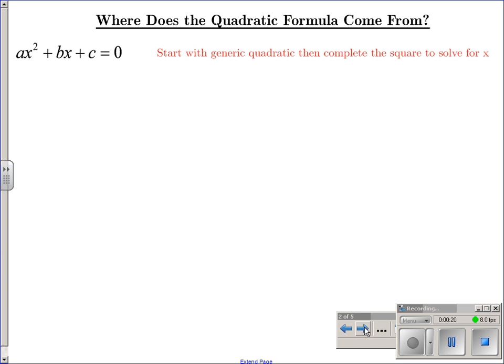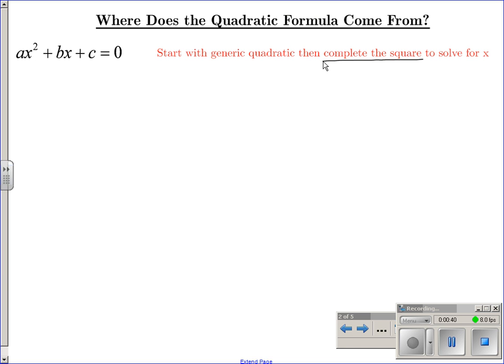So, you're just going to start with the generic ax squared plus bx plus c equals 0. Quadratic formula is used to solve a quadratic equation. So we're trying to solve for x. And again, you got your x squared term, x term, you set it equal to 0. So we're going to do this by completing the square.